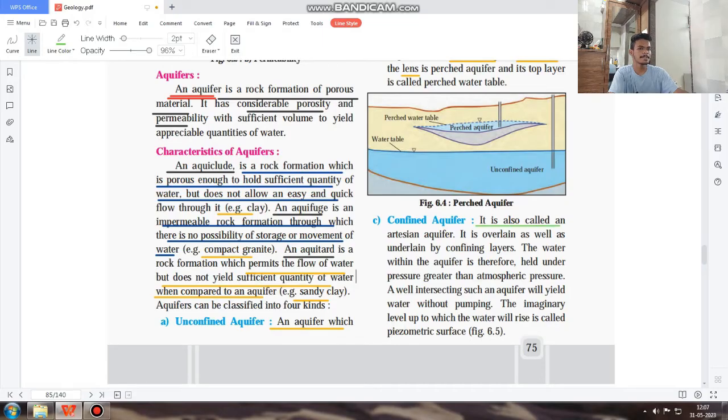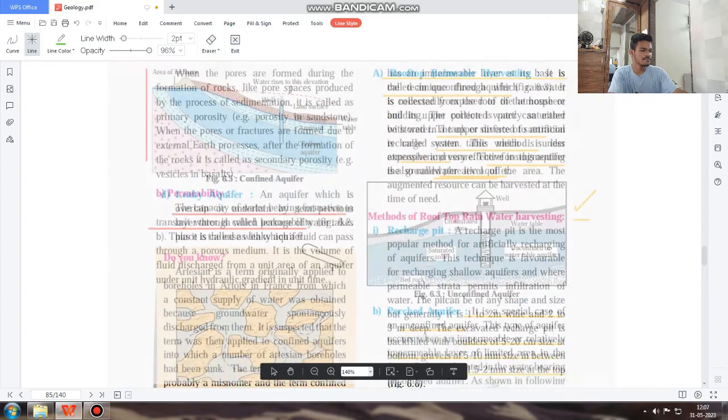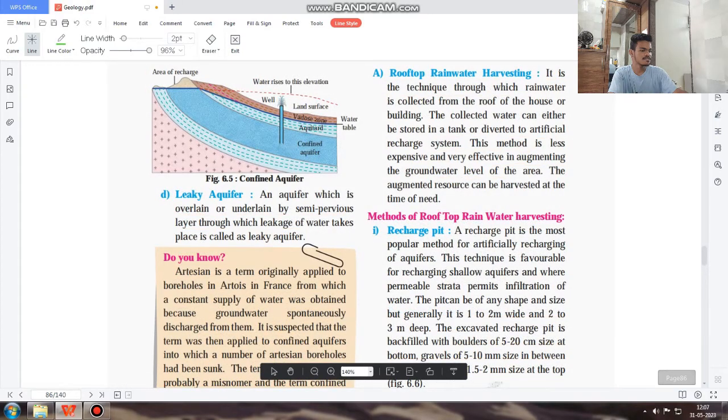Confined aquifer. It is also called an artesian aquifer. Just remember the other names also, okay? Unconfined is called phreatic, and confined is called artesian. You can read this out. It is overlain as well as underlain by confining layers. The imaginary level up to which the water will rise is called the piezometric surface.